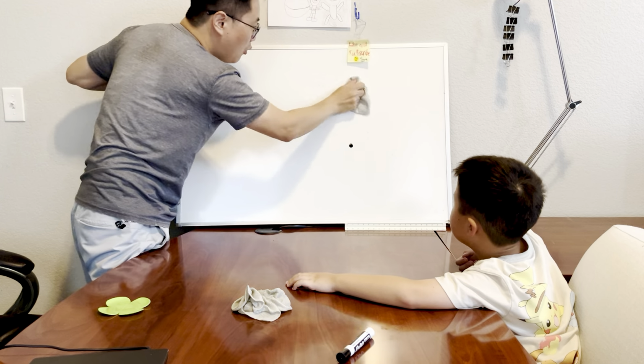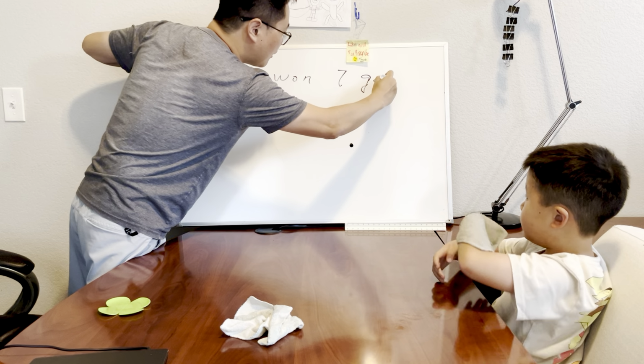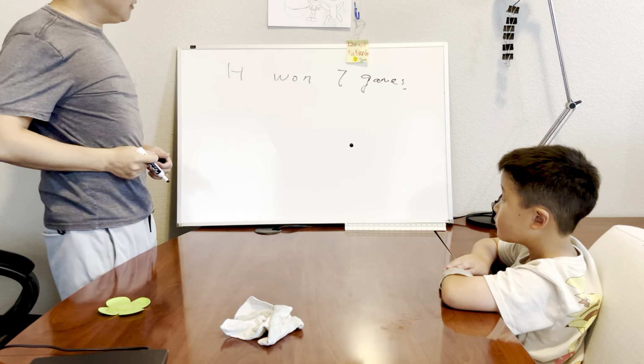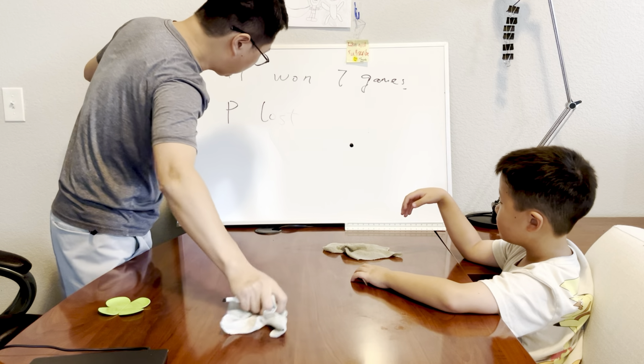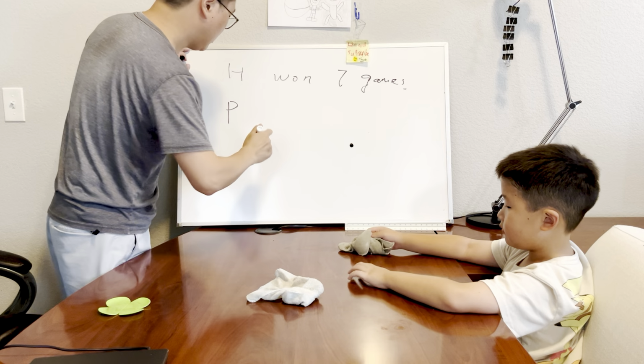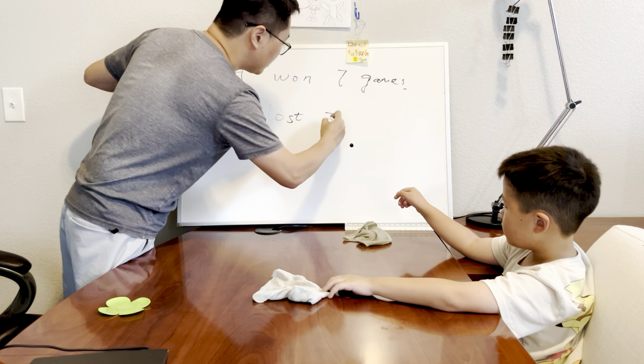So Mr. H won 7 games. But what does that mean? It means that H won 7 games and then P lost 7 games. Yeah, P lost 7 games.